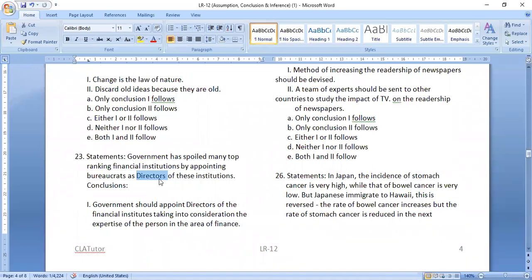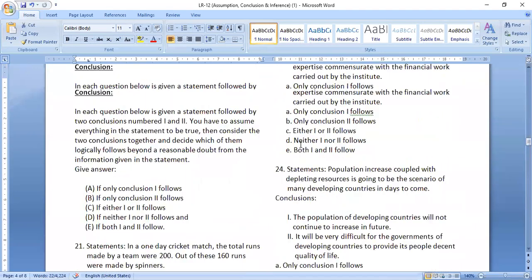Right. I think that, so yeah. So what you could say is that government has spoiled many by appointing bureaucrats as directors of this institution. So the problem is that there's something wrong with bureaucrats in particular. Right. So, are we really able to conclude that? Okay, let's finish. Go to 2.